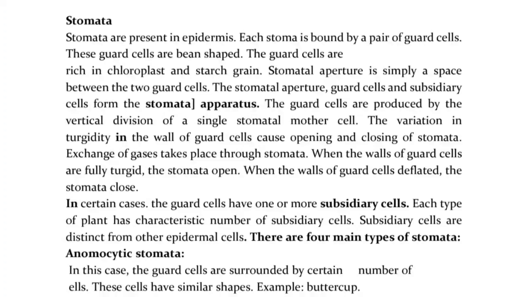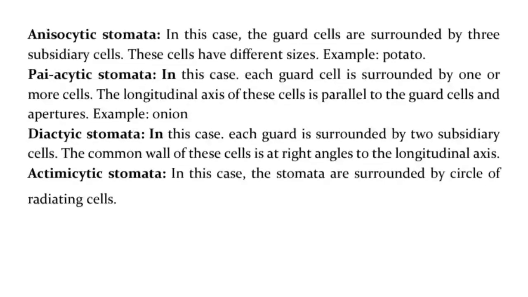There are four main types of stomata. Actinocytic or anomocytic stomata. In this case, the guard cells are surrounded by a certain number of cells. These cells have similar shapes. Example, buttercup. Anisocytic stomata. In this case, the guard cells are surrounded by three subsidiary cells. These cells have different sizes.